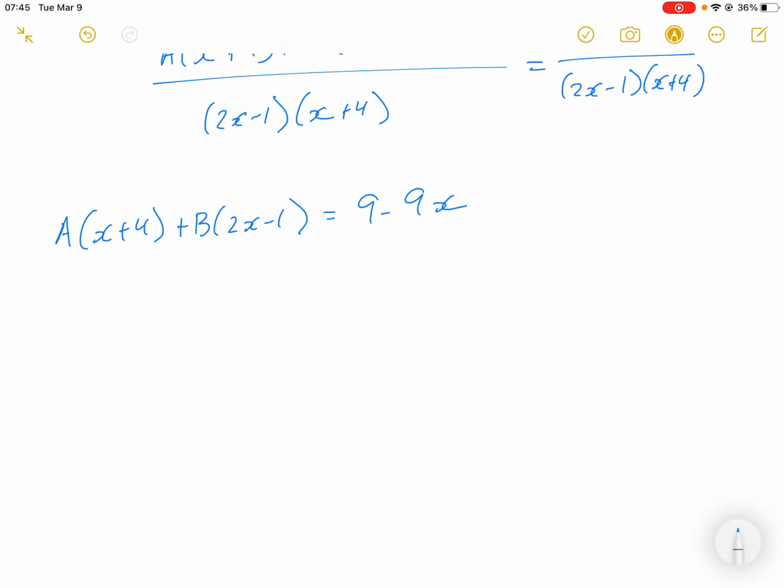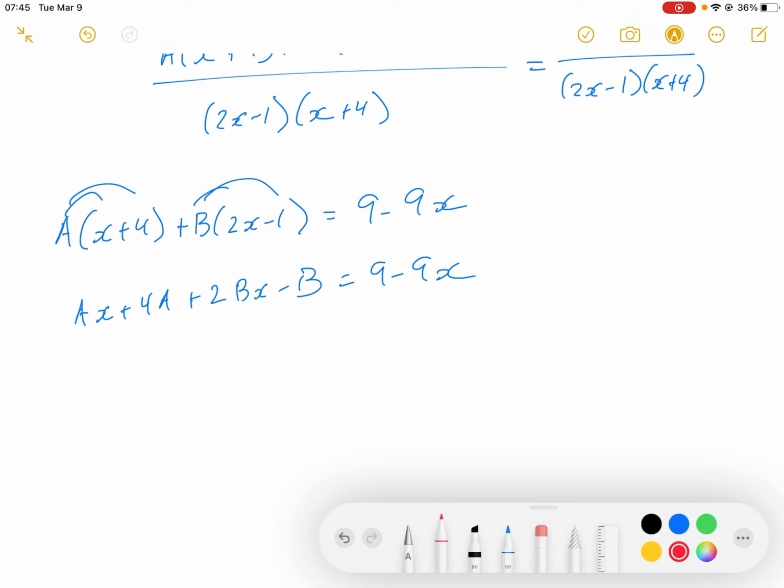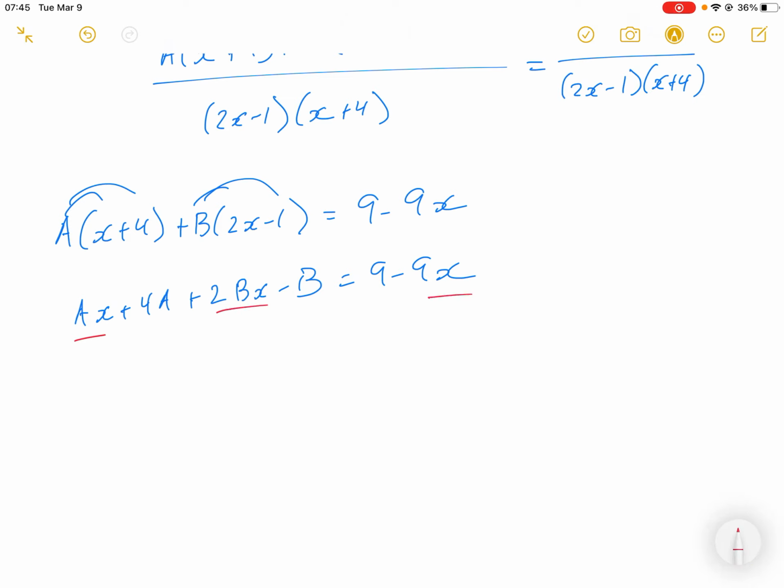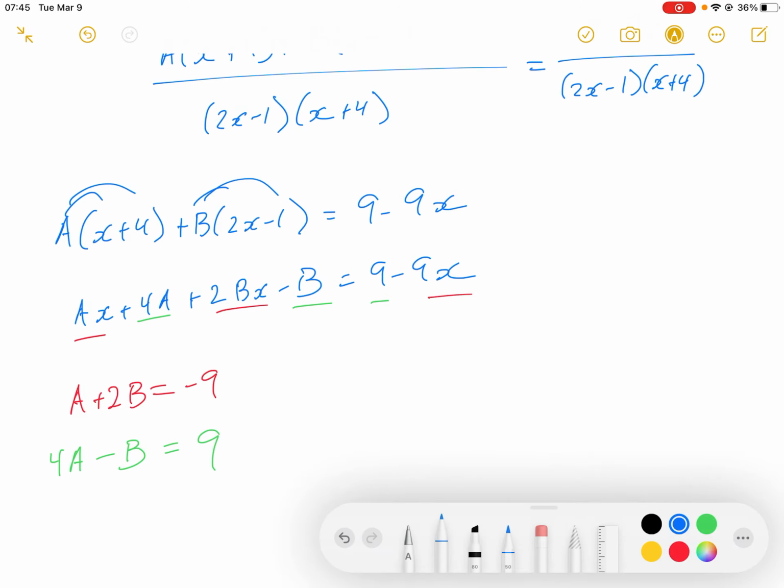So here's where we're going to start. Let's go ahead and distribute. So I get ax plus 4a plus 2bx minus b equals 9 minus 9x. Let's combine all of the x terms. So I end up with a plus 2b has to equal negative 9. Let's go ahead and combine all of the non-x terms. 4a minus b equals positive 9. This is our system of equations to solve.